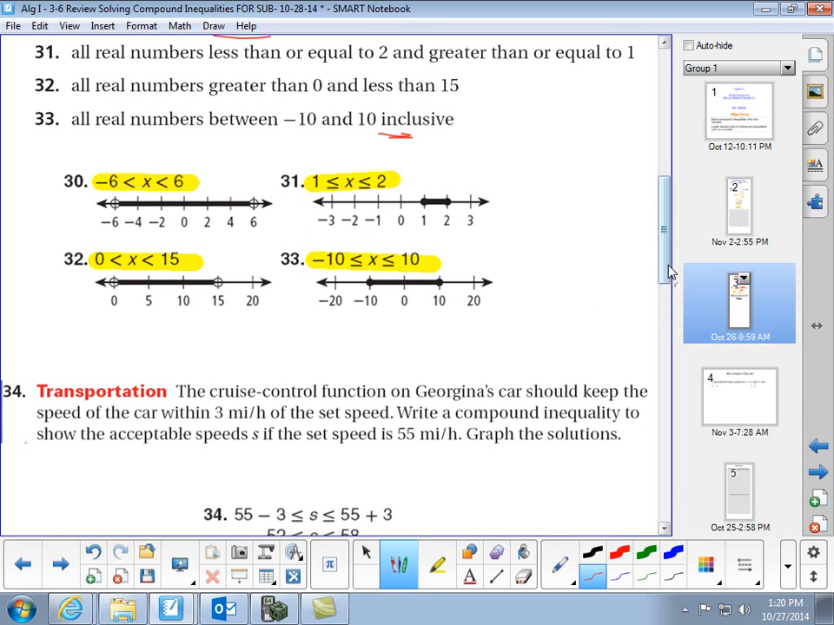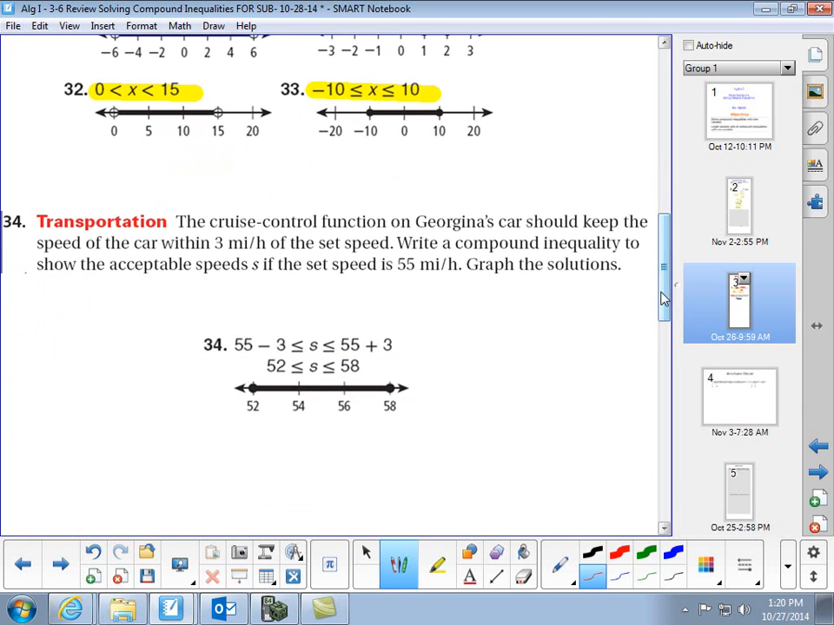Okay, and then the last one says the cruise control on Georgina's car should be kept within 3 miles per hour of the speed limit, of the set speed. Sorry, write a compound inequality to show the acceptable speeds S if you travel 55 miles an hour. Well, think about this. If you're going 55 miles an hour, it has to be within 3.